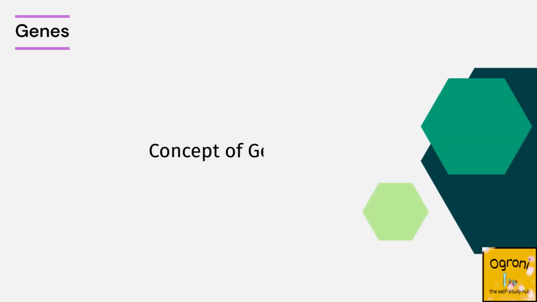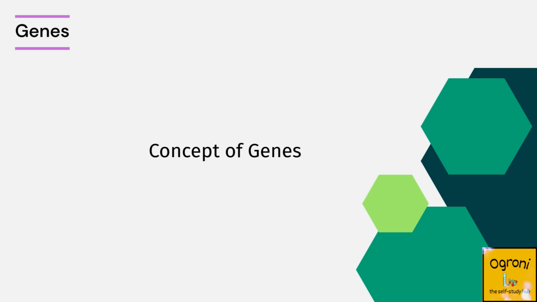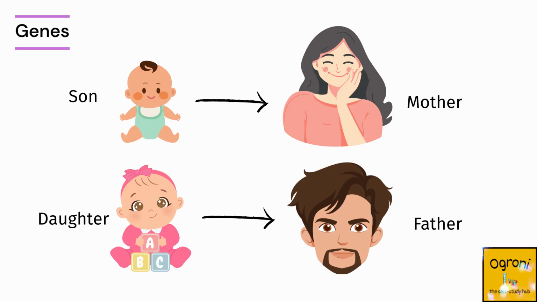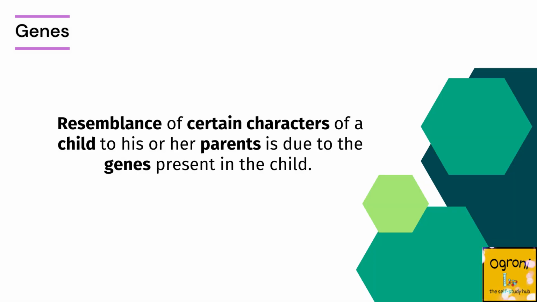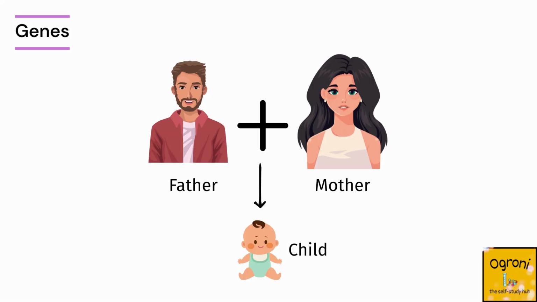Before understanding variation, let's understand the concept of genes. You may have noticed that when a baby is born in a family, people often comment that his smile is like his mother's, or she has got her father's eyes. The resemblance of certain characters of a child to his or her parents is due to the genes present in the child. The child gets these genes from his or her parents.